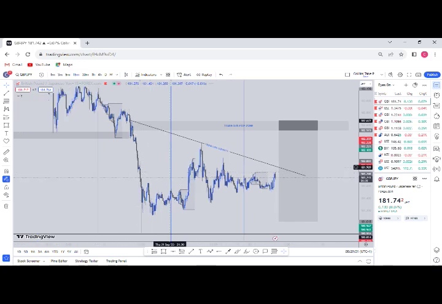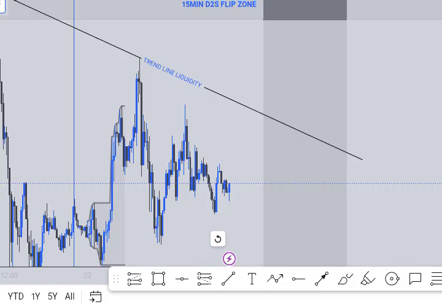Alright, I want to show you guys my setup on GBPJPY. First of all, this is the picture before, when price was at this point during the weekend while I was making the analysis. I just want to break it down for you guys on my price chart.